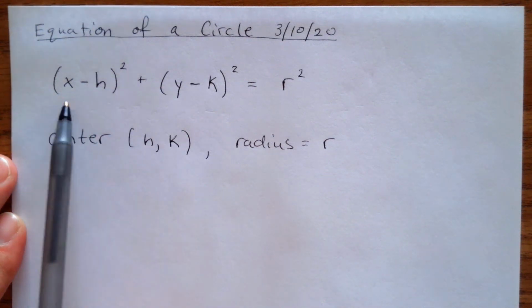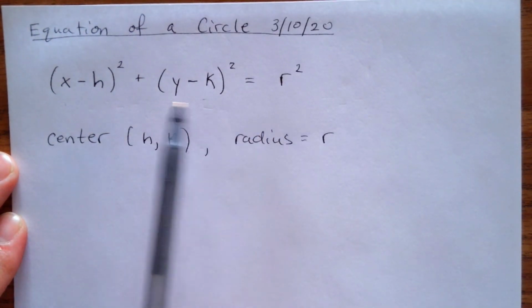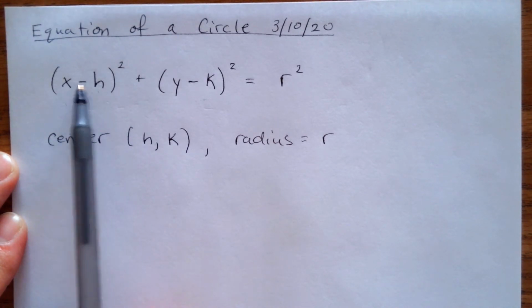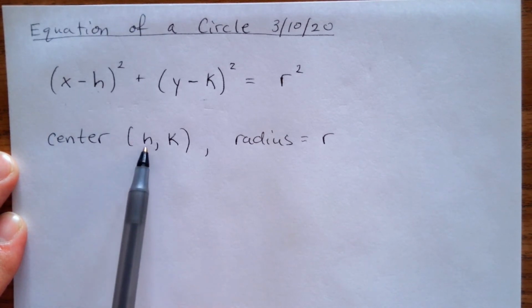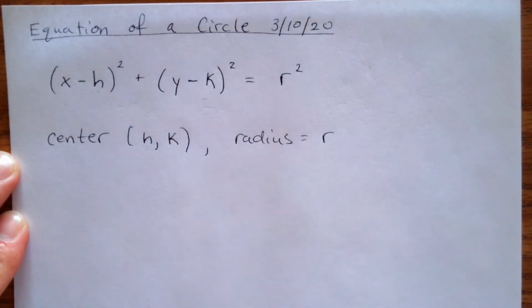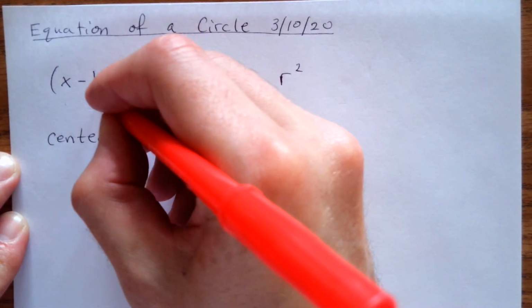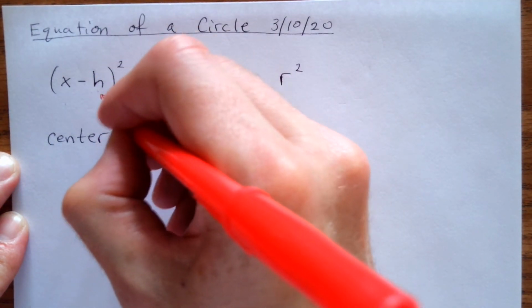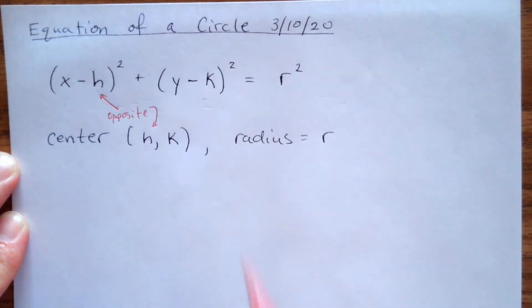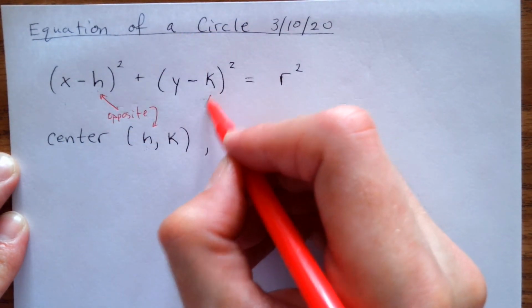So here, this is the standard equation for a circle. The center is at the opposite of whatever number this is. So we have negative h or minus h. The center is at regular h. So what I would add is the opposite goes there. Same with this.